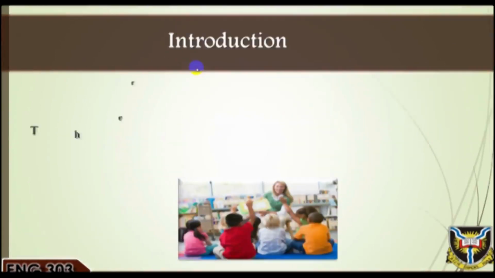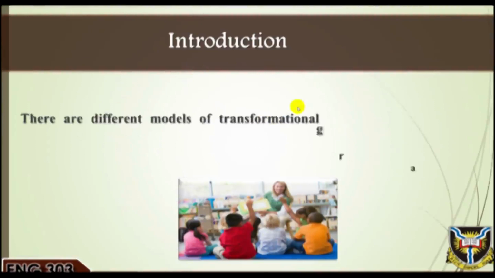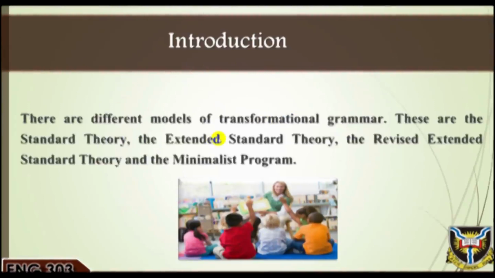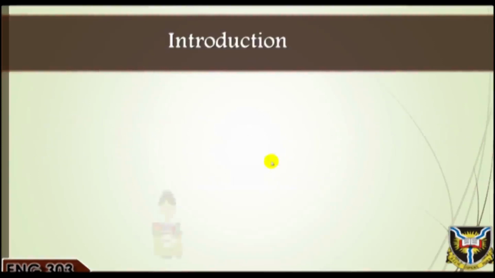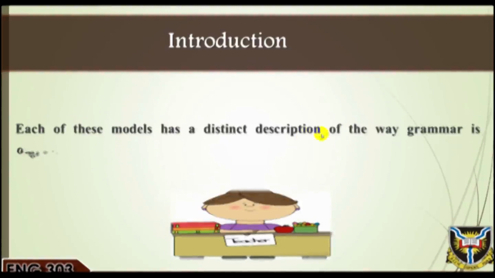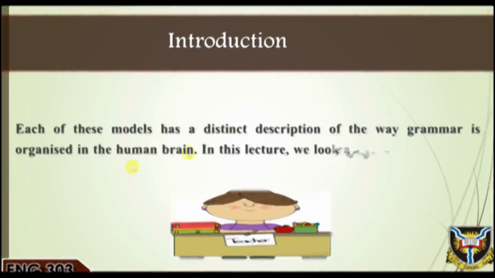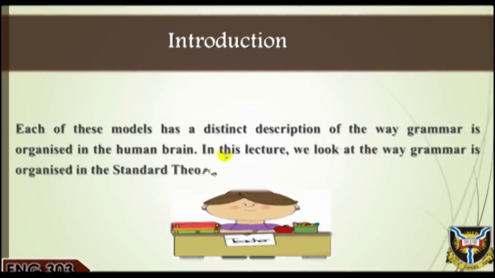There are different models of transformational grammar. These are the Standard Theory, the Extended Standard Theory, the Revised Extended Standard Theory, and the Minimalist Program. Each of these models has a distinct description of the way grammar is organized in the human brain. In this lecture, we look at the way grammar is organized in the Standard Theory.